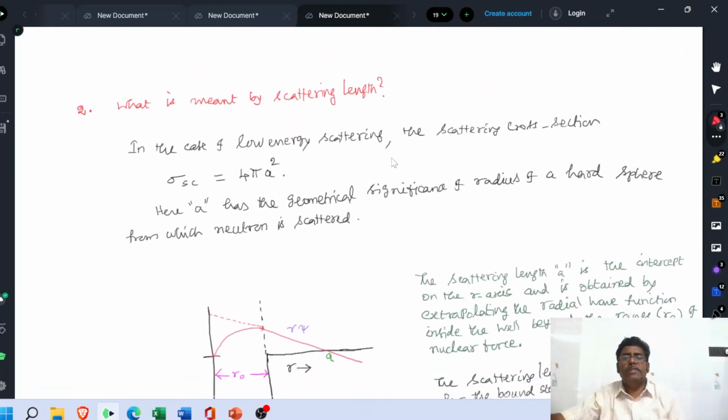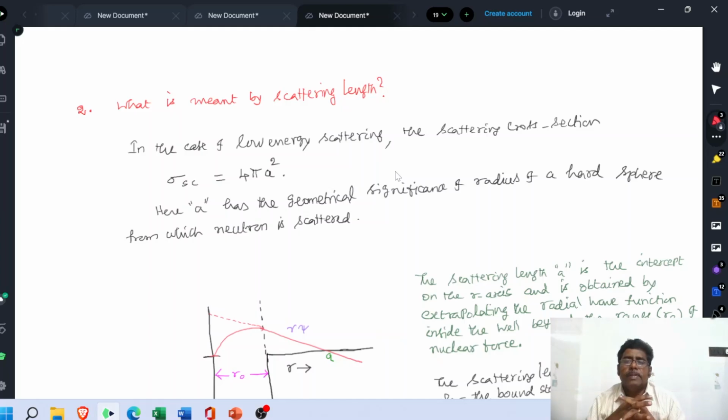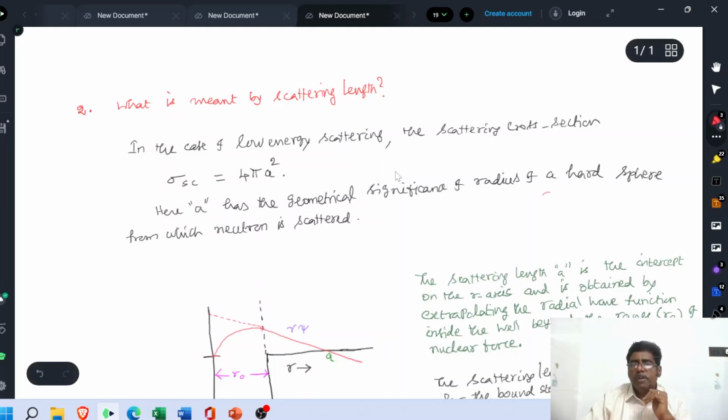Then the second question is, what is meant by scattering length? In the case of low energy scattering, the scattering cross section is expressed by another formula, sigma S equal to 4 pi a square. Here a has the geometrical significance of the radius of a hard sphere from which the neutron is scattered. With the help of the scattering potential, we can construct a sphere of radius a. This is called the scattering length.